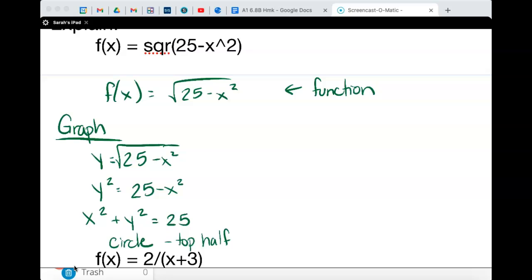So, does it pass the horizontal line test if it's a circle? No, so this is not one-to-one.